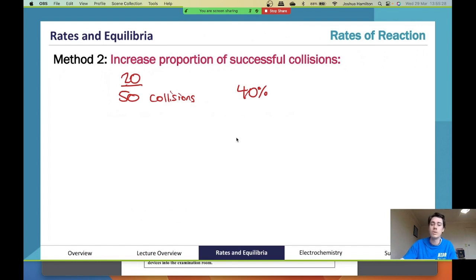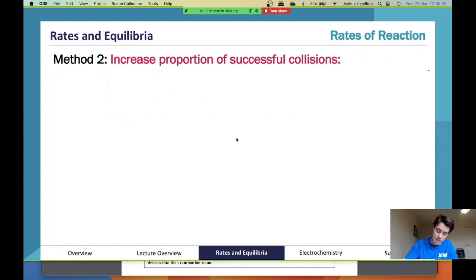Therefore, what you're operating at is a 40% collision rate. Now, what if we did something to increase the proportion of successful collisions? So what we would do is we keep this number the same, but this number increases. Let's just say we went to like 35. So instead of having 40%, you're actually looking at more like 70% now. So you get far more successful collisions. You get more of the product that you want. So what are the two ways that we can do this?